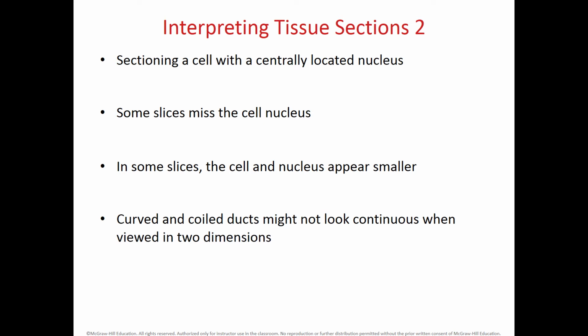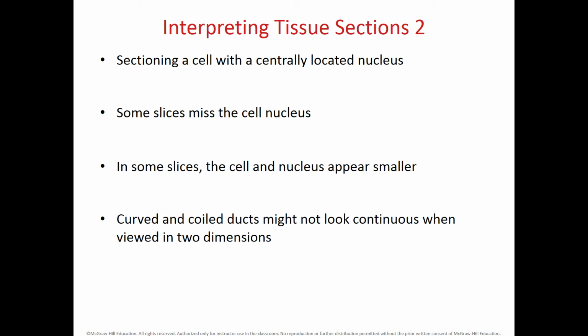Many of the times when you section a cell in a mid-sagittal cut or a vertical way, you will have the presence of the nucleus within this cell, and this is because the nucleus is usually located in the center of the cell. Now, if you go into the sides, you might miss the cell nucleus, but you might have different organelles looking in these slides, in these slices.